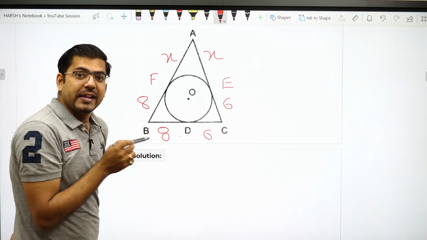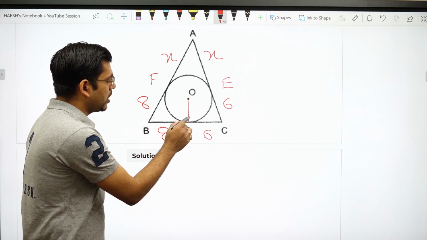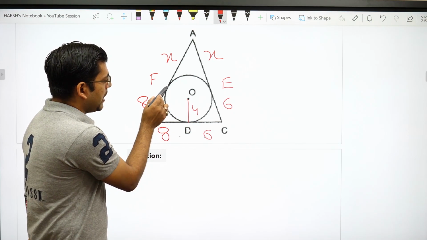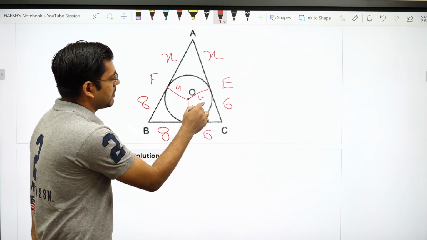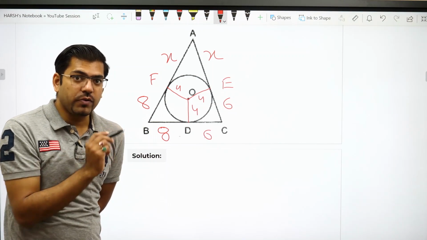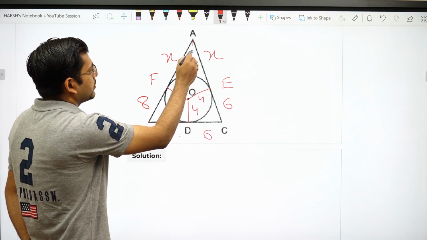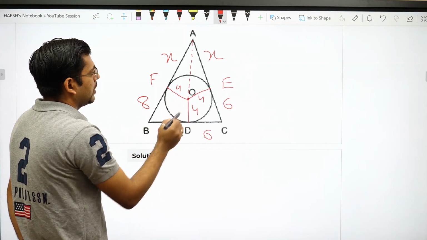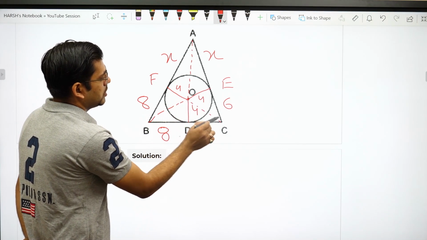Now it is said that the radius of this circle is 4 cm. So I'll draw a radius, that is 4. From here also I can draw a radius, that will be 4, and from here also a radius of 4 cm. Now I have drawn 3 radii. Now just pay attention to how we will solve this question. I will join the center to the vertices.